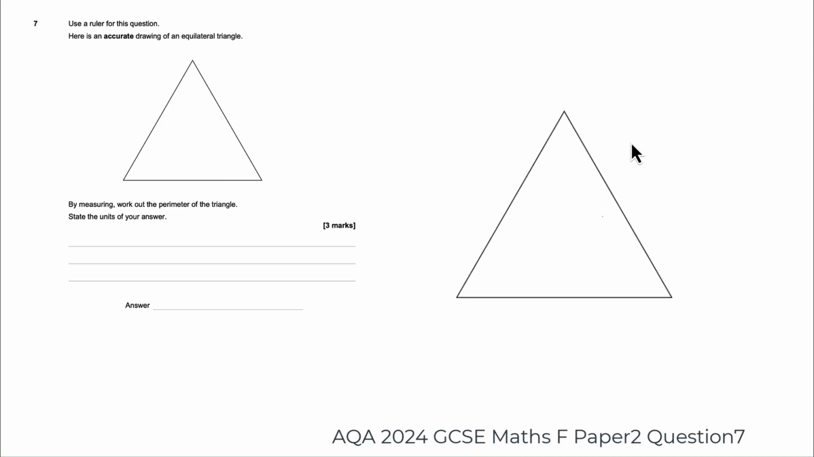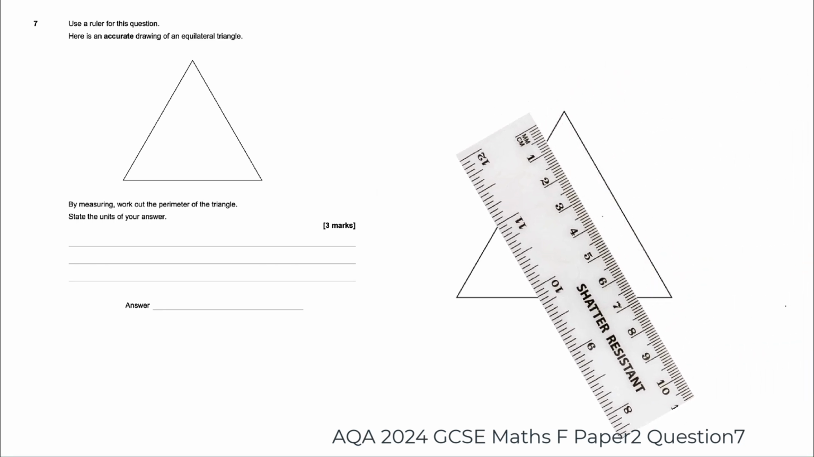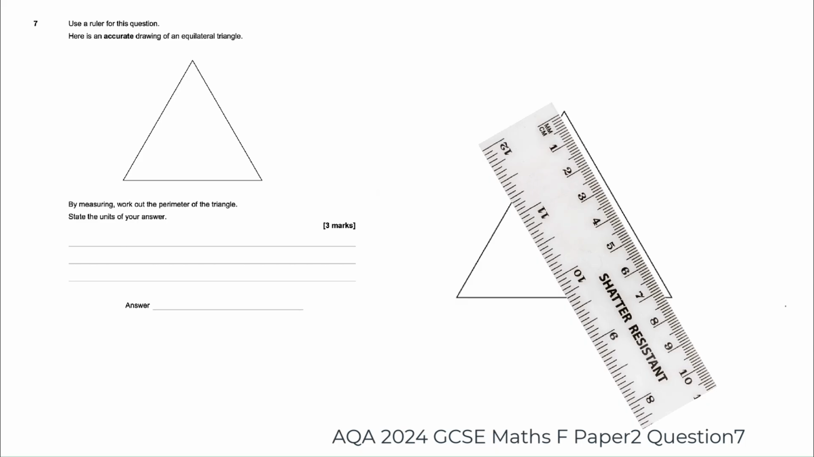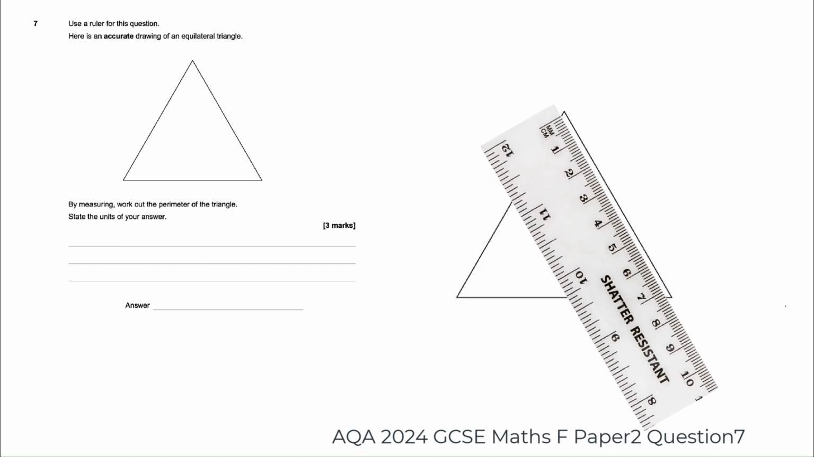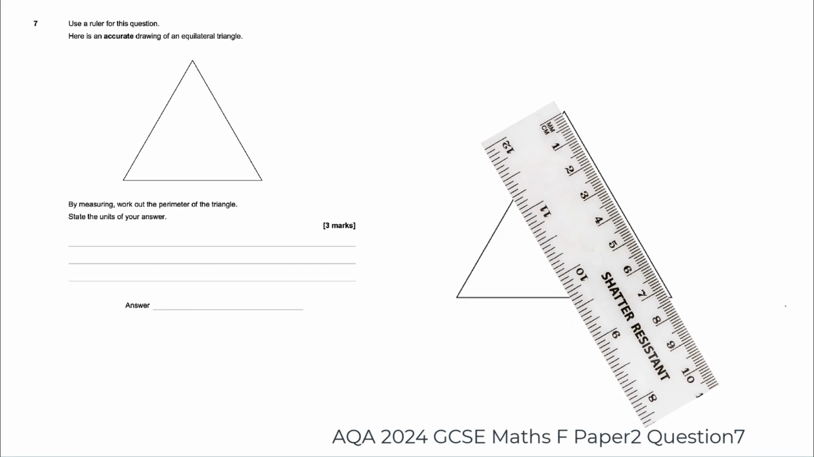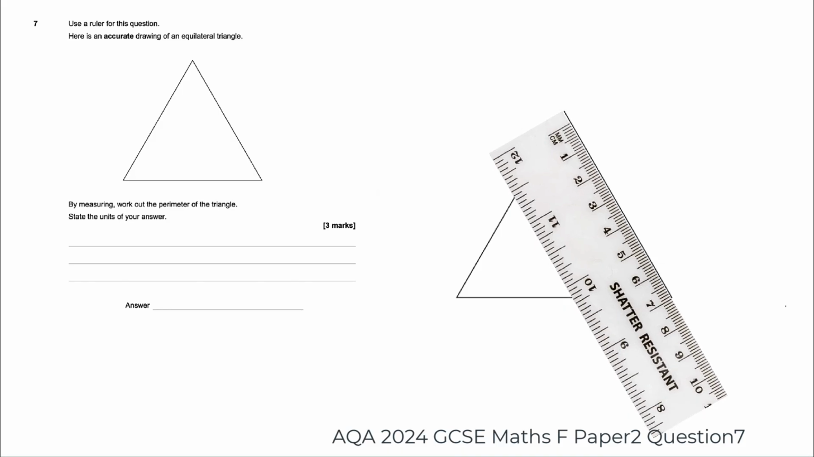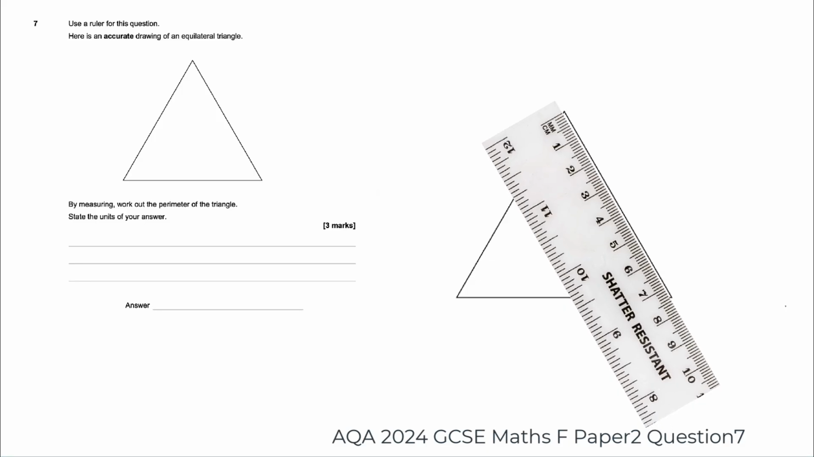Well, here's the triangle, the exact size that's in your question paper. So let's bring on the ruler and see what we can do with that. So here's the ruler, and I'm going to line it up with this diagonal side. Now, one of the mistakes people make is to put the end of the ruler at the end of the line. You don't do that. You put the first of these marks against the end of the line and do it accurately.